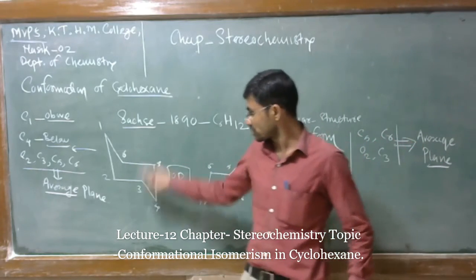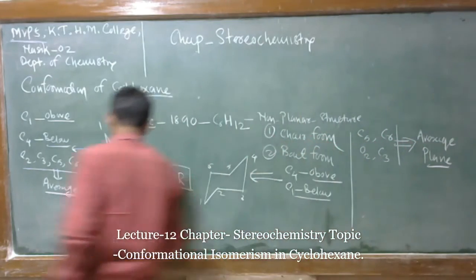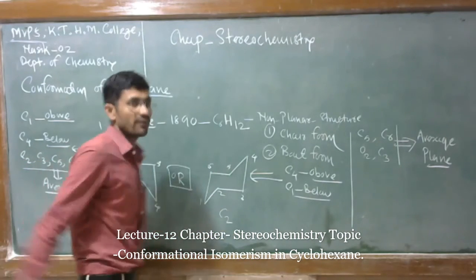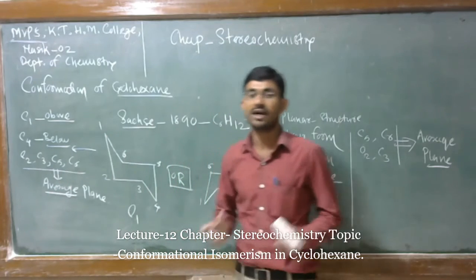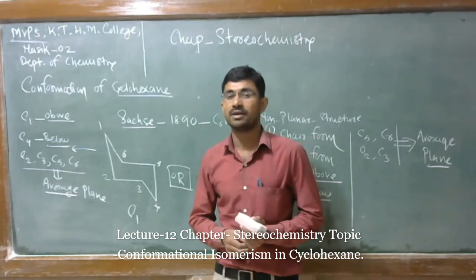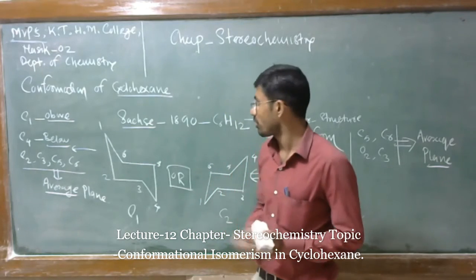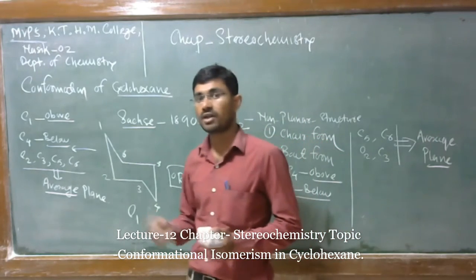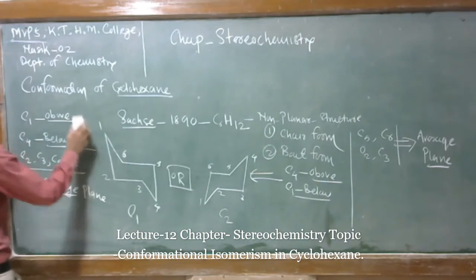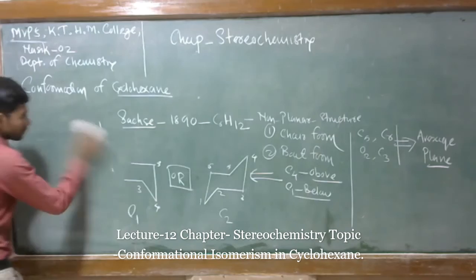So these two chair conformations, suppose we name them C1 and C2, are equivalent. They are not different. They are interconverted into one another by carbon-carbon single bond rotation, so they are called conformational isomers. Next is the boat form.